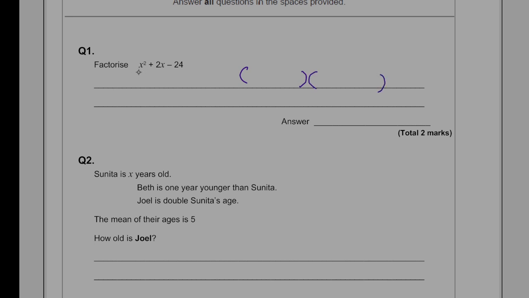To make the x squared, both brackets must start with an x. Then we're after two numbers that multiply together to make the back term, minus 24, which tells us one is negative and one is positive. They need to add together to make plus 2, which tells us they need to have a difference of 2, and the positive one needs to be larger. So we're going to go 6 and minus 4.